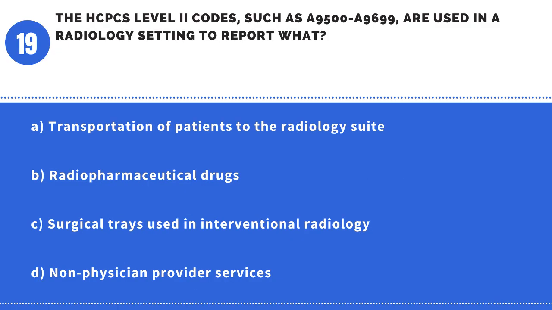Question 19. The HCPCS Level 2 codes, such as A9500 and A9699, are used in a radiology setting to report what? A. Transportation of patients to the radiology suite. B. Radiopharmaceutical drugs. C. Surgical trays used in interventional radiology. D. Non-physician provider services.